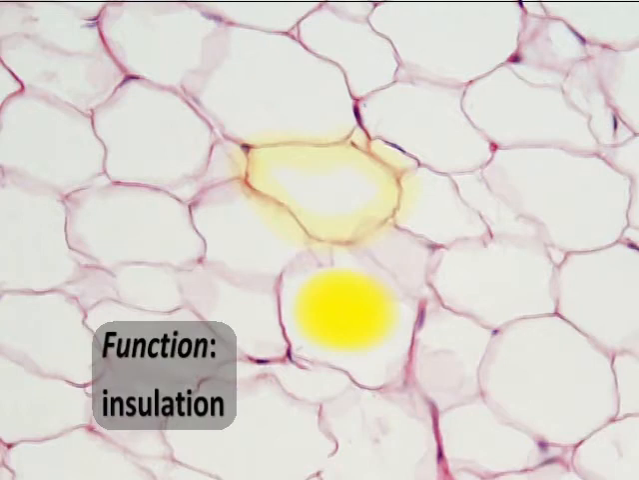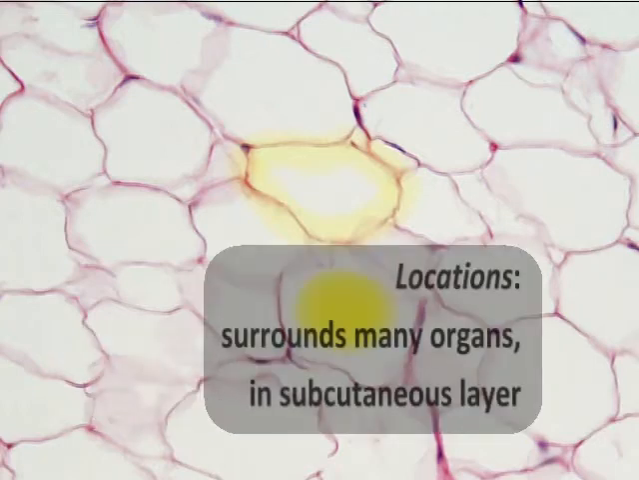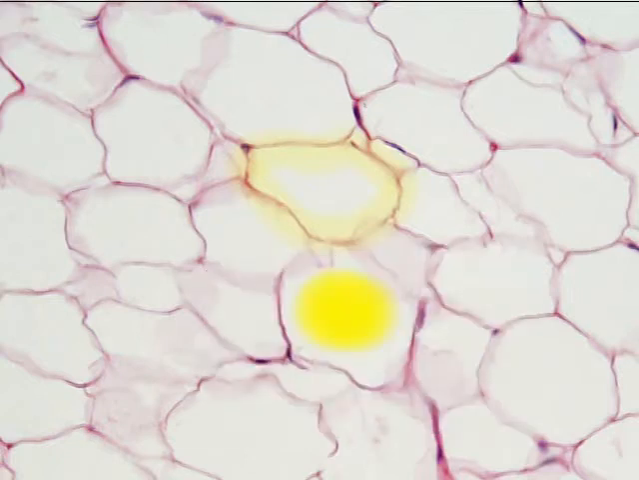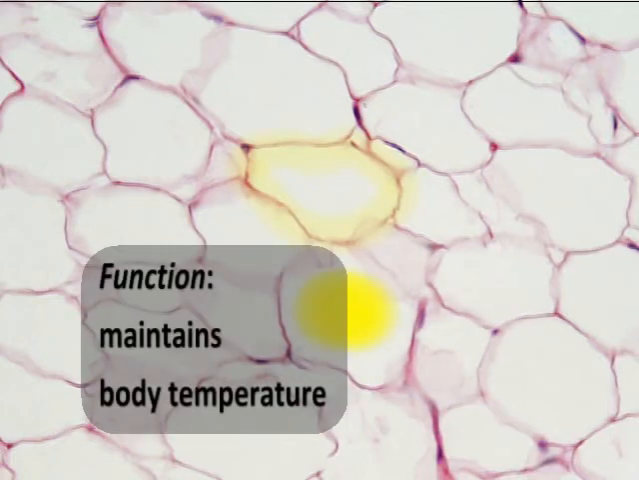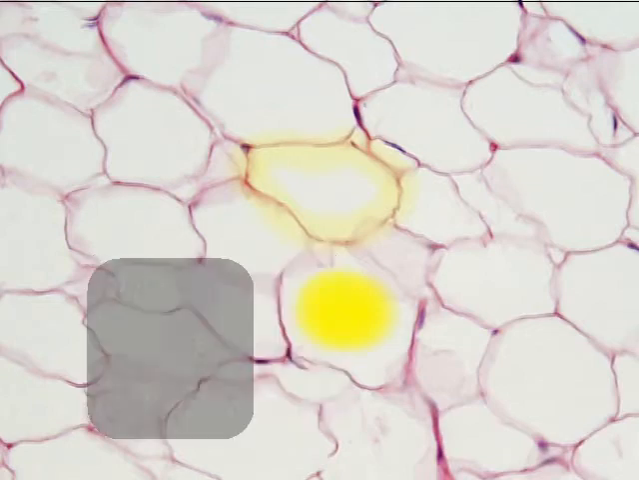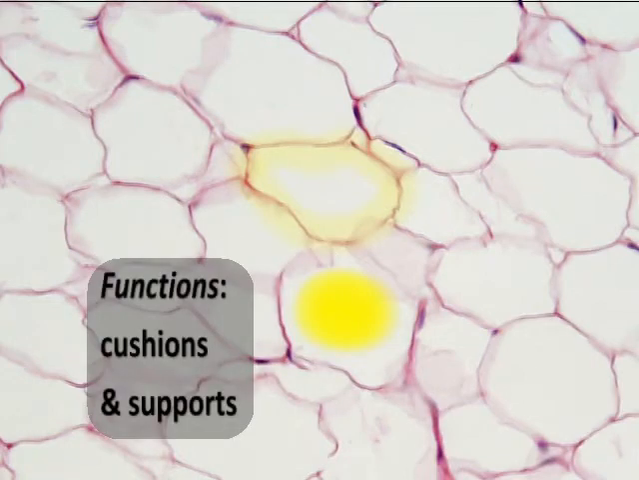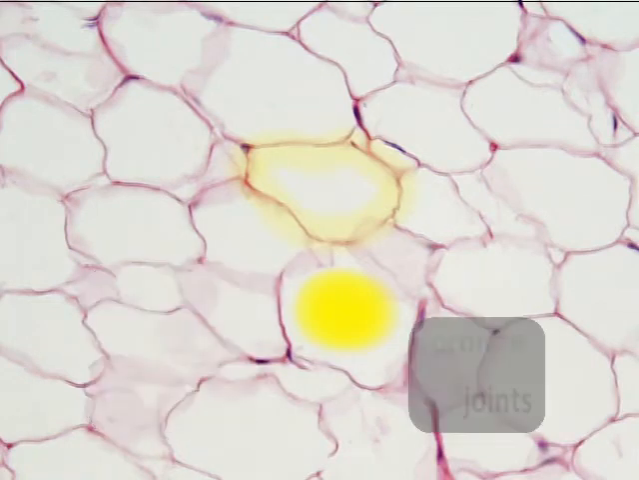It surrounds many organs such as the heart, and it's found in the sub-Q layer underneath the skin, helping to maintain body temperature. Tremendous cushion and support as well, because it's a prominent tissue in many of the joints, helping to cushion from the hard impact of movement.